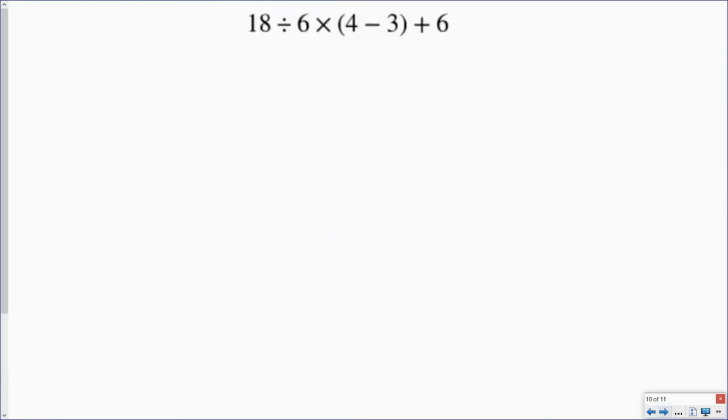Take a look at this problem here. Okay, here we go. Starting now. Let's take a look at this expression. I have 18 divided by 6 multiplied by parentheses 4 minus 3 parentheses plus 6. So the first thing I'm looking for in my expression is parentheses. I do have those. So here is 4 minus 3. 4 minus 3 is 1. So this is the only thing that I'm going to change.